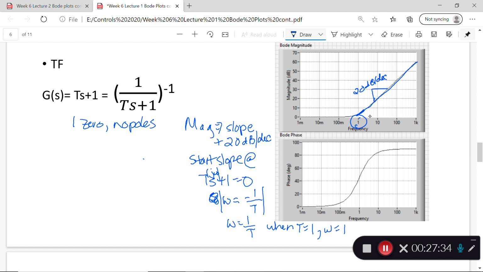From 1 to 10, that's 1 decade. I went from about 0 decibels to 20 decibels. From 10 to 100, I went from 20 to 40 decibels.